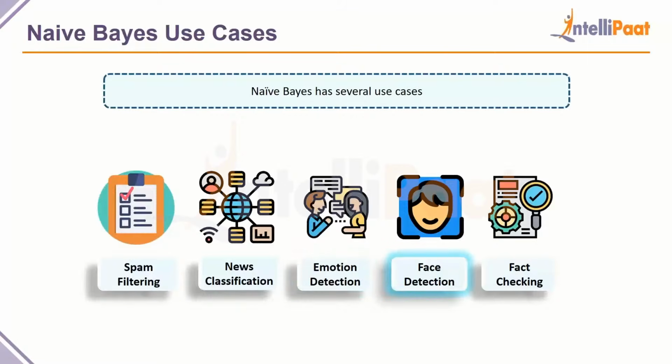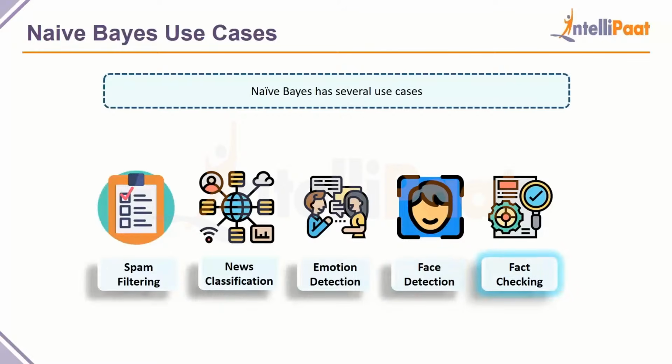Then there's face detection. It is not the same as face recognition. Face detection basically means we're trying to figure out whether there is a face inside an image, and that's what face detection means. Face recognition would mean that if there is a face, who is it? Is it someone we know? Is it someone unknown?